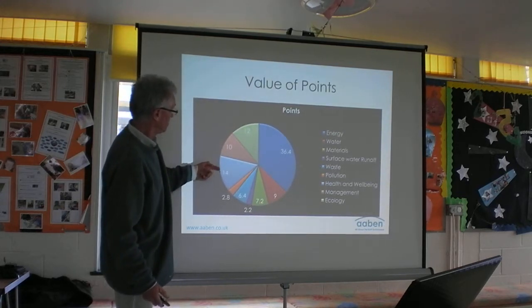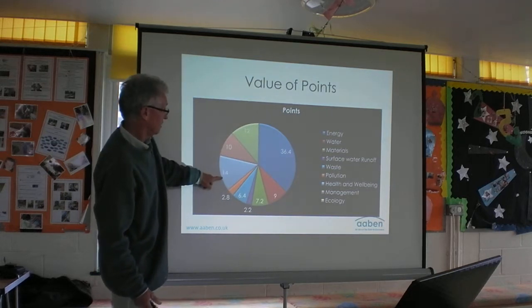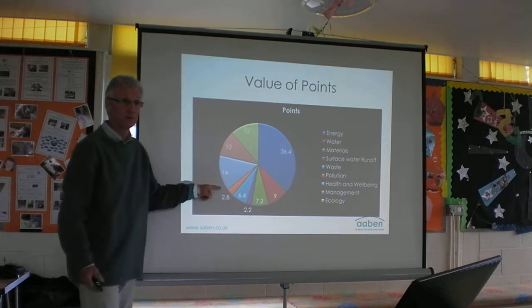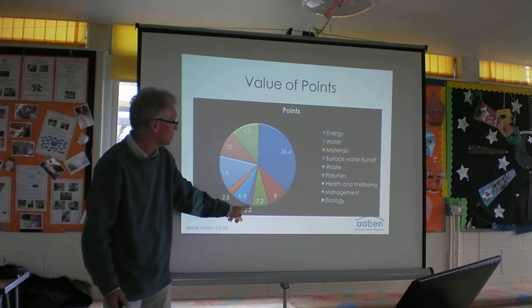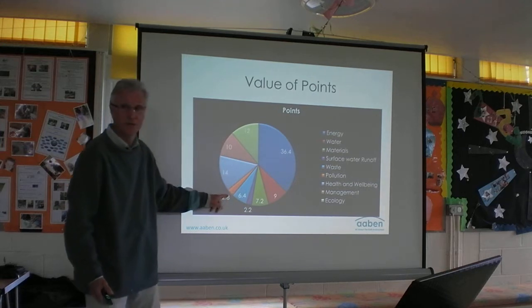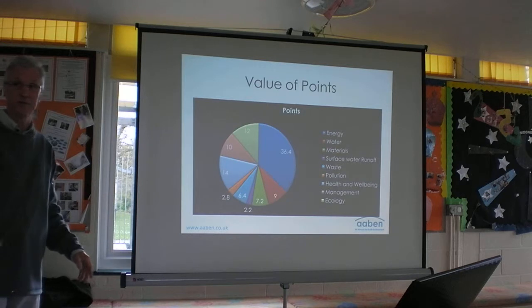You can see the big ones are energy, ecology, management. Health and well-being is quite important, so having a nice house to live in and one that will last you. Whereas down here, 2.2, that's surface water runoff and that's materials. So it's not very, very concerned with materials, what you build it out of.